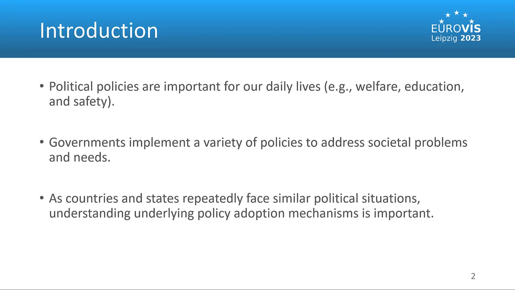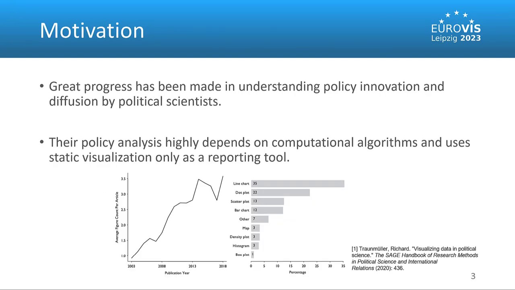As the governments repeatedly face similar political situations, it is important to understand underlying policy adoption mechanisms for a sustainable future. Understanding the potential and dynamic interdependencies between society members is one of the major topics in the political science field. Political scientists have made great progress in understanding them. According to Traumiller, the use of visualization in the field of political science is expanding these days. However, we find that their analysis highly depends on computational algorithms and uses static visualizations only as a reporting tool.